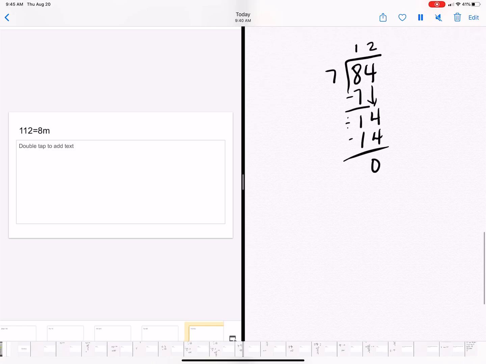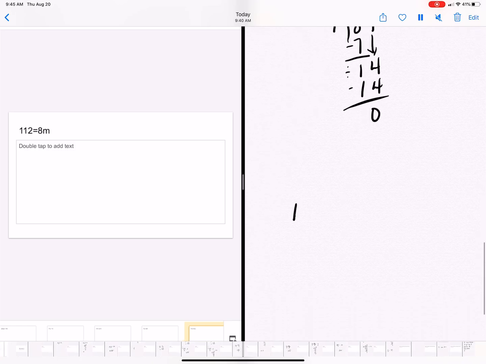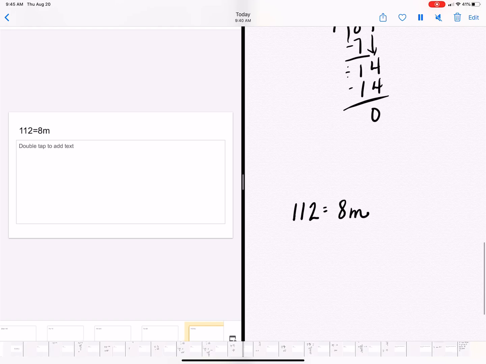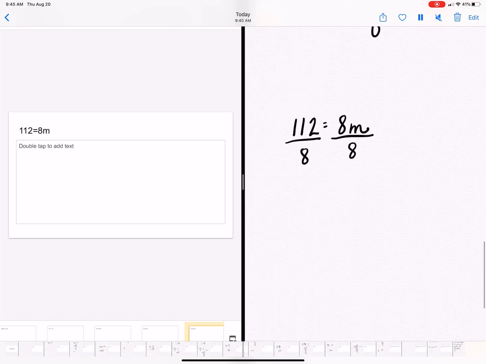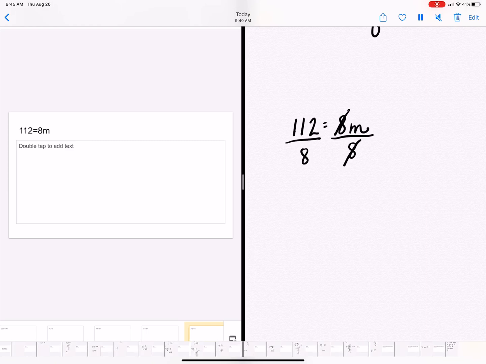112 is equal to 8m. So we need to divide by 8 to find the other divisor. Or factor, to find the other factor, excuse me. 112 divided by 8 will give us 1m.